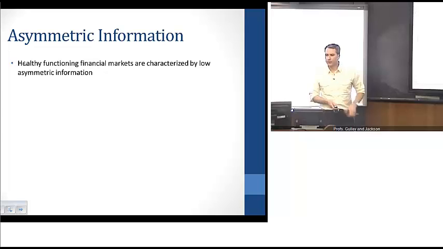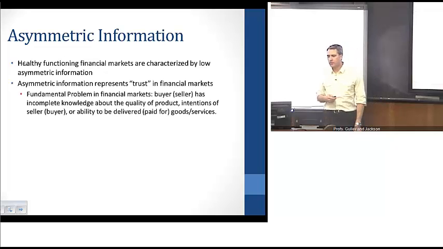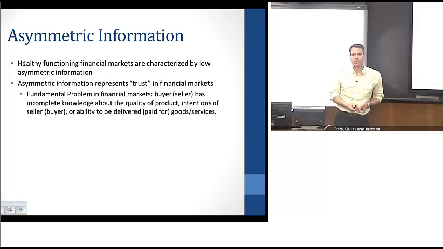So in order to understand the genesis of financial crisis, it's important to understand the role that asymmetric information plays. The basic fundamental issue here is that a healthy functioning financial system is typically characterized by low asymmetric information. Now what we mean by that is that low asymmetric information really represents trust in financial markets.